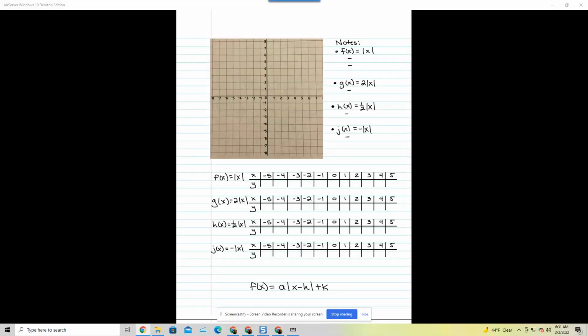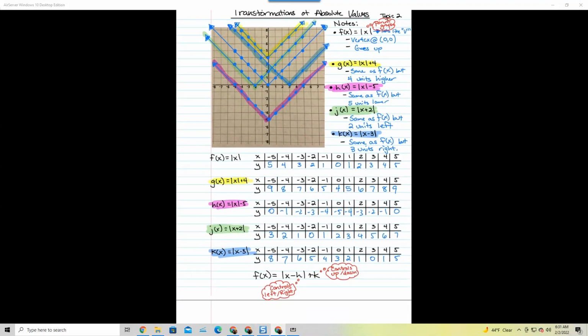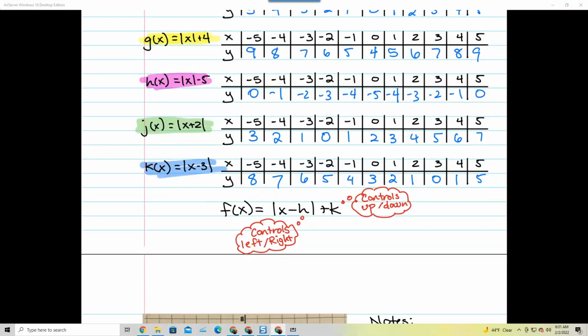Okay, this is a continuation from the notes from yesterday. Yesterday, we covered everything that looks like this, and we found out how to shift a graph up, down, left, and right. Remember that the H controls left and right, but make sure that you write it as a subtraction problem. And then the K controls up and down.